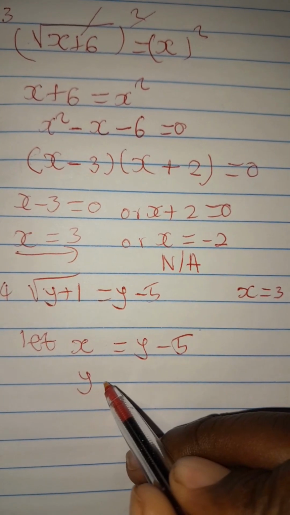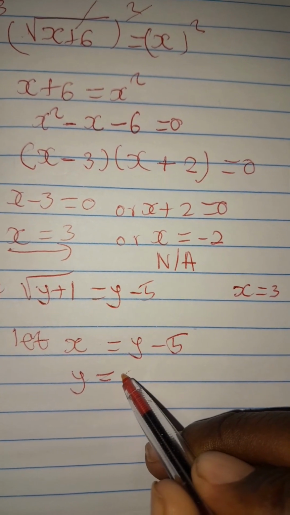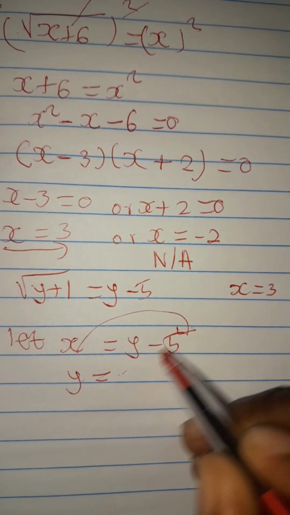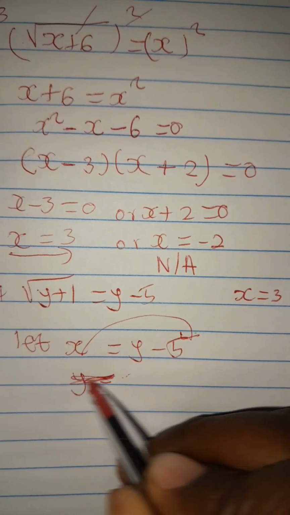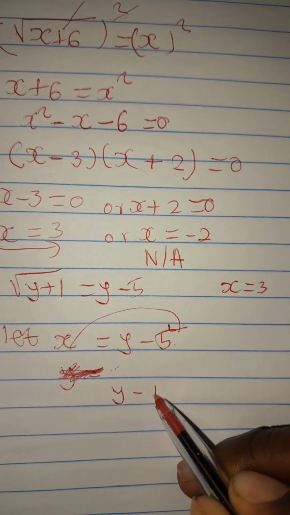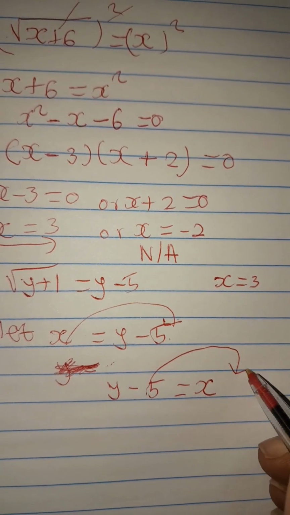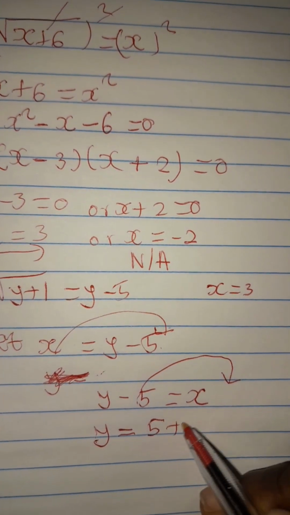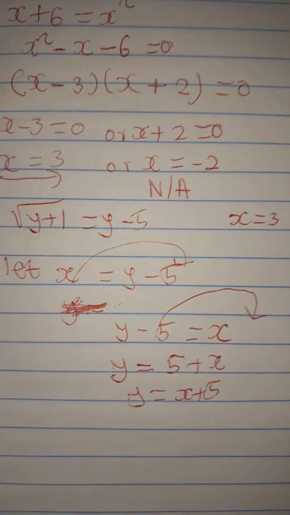So we are going to say, let's take x to the other side. Let me make it simpler. We have y minus 5, right? So we said let it be x. So y minus 5 is equals to x. Take 5 to the other side so that it becomes easy. So this will be 5 plus x, or you could write it as x plus 5, which is the same thing. Okay, are we fine with that?